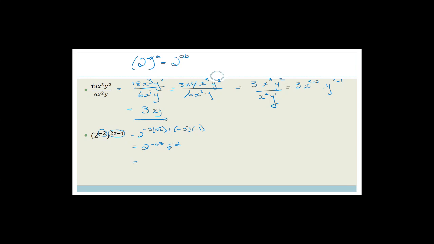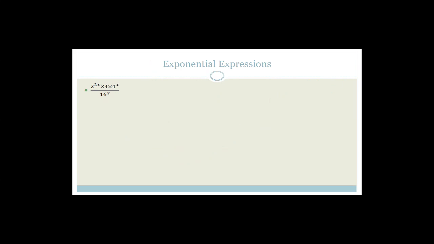Okay, so do you agree that it could be written as 2 to the negative 4z times 2 squared, which could be written as 4, since 2 squared is 4, and then it's over 2 to the 4z. And that's it, that's the answer, there's nothing else we can do. Okay, that's quite interesting.